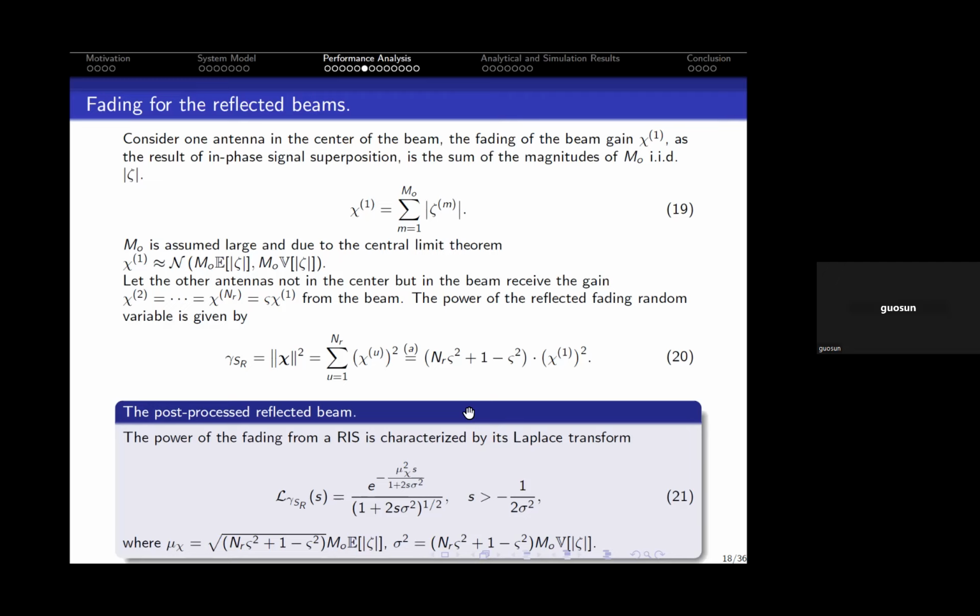But for the other antennas of this receiving device, they are also in the same beam, but it's very hard to say they also have the very same gain. So we assume the other antennas receive discounted gain, and the result is the power of the reflecting fading random variable would be a chi-square distribution. What is favorable here is this distribution can be easily characterized by its Laplace transform, and we will see why this is very favorable.